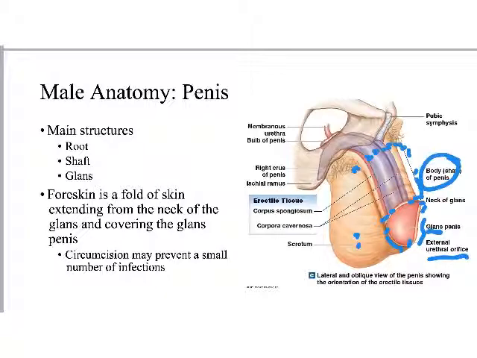Now, in boys, when they're born, it doesn't exactly look like the picture. This is a picture of a circumcised penis. So the skin that's here, that's kind of overlying the body of the penis, when boys are born, it actually covers over the glans as well. And so you can't see the glans unless you retract that foreskin, and the glans will be underneath.